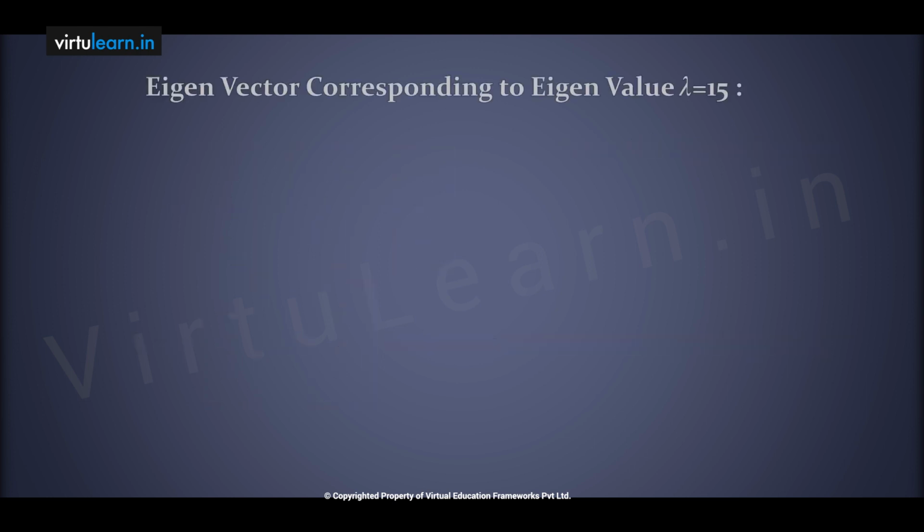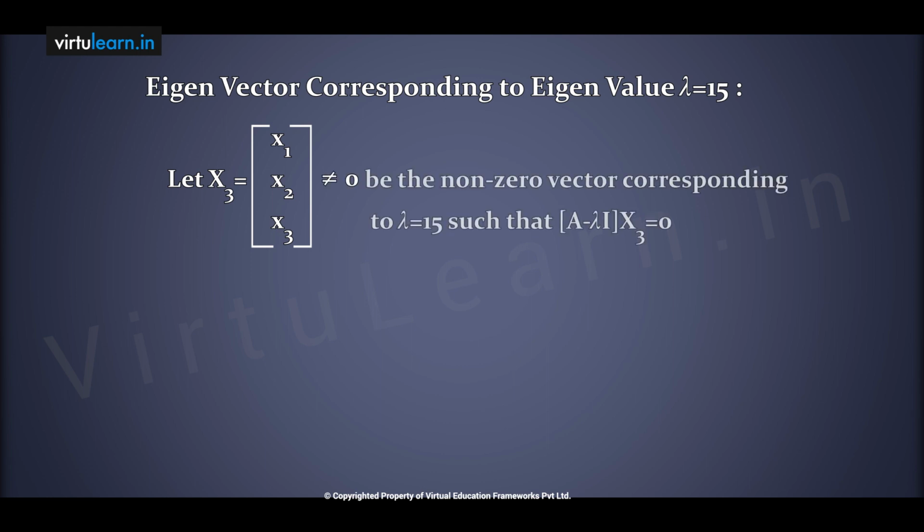Third case, eigenvector corresponding to eigenvalue lambda equal to 15. Let x3 equal to x1, x2, x3, which is not equal to 0, a non-zero vector corresponding to eigenvalue lambda equal to 15, such that matrix A minus lambda I into x3 is equal to 0. This is the formula, A minus lambda I into x3 is equal to 0.